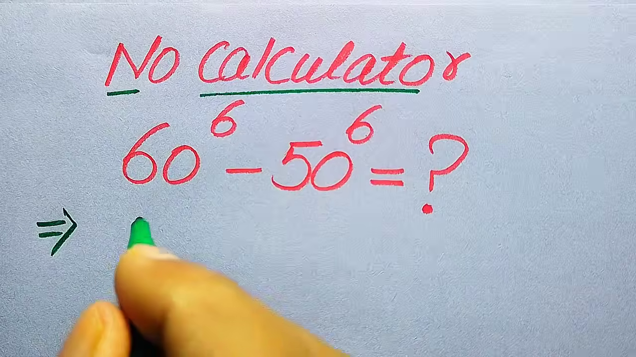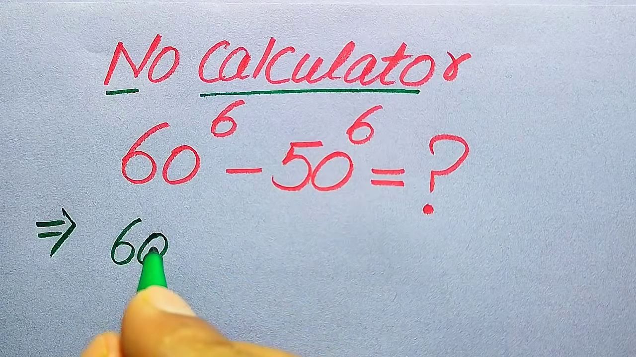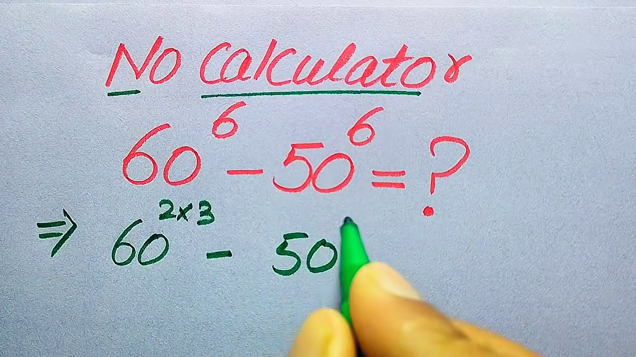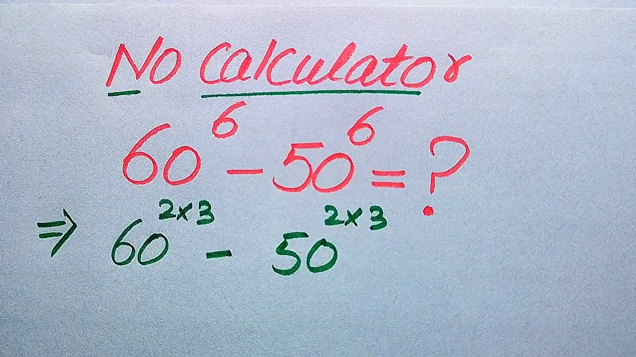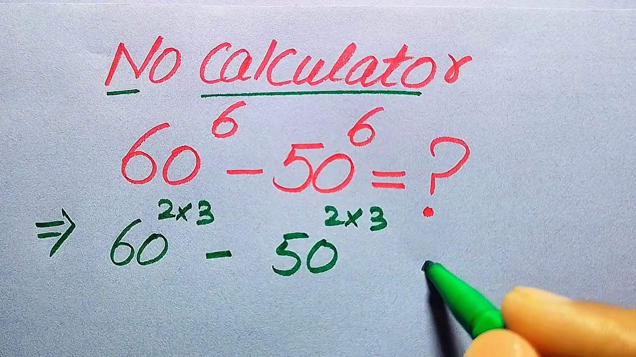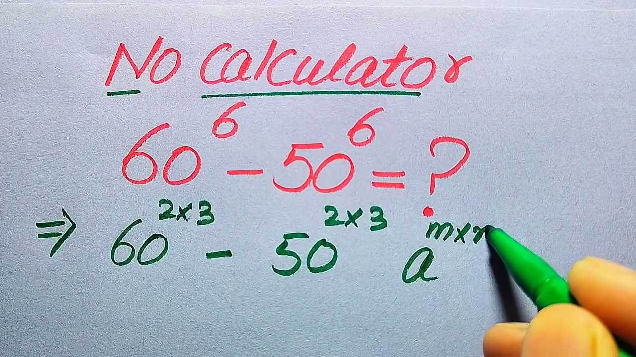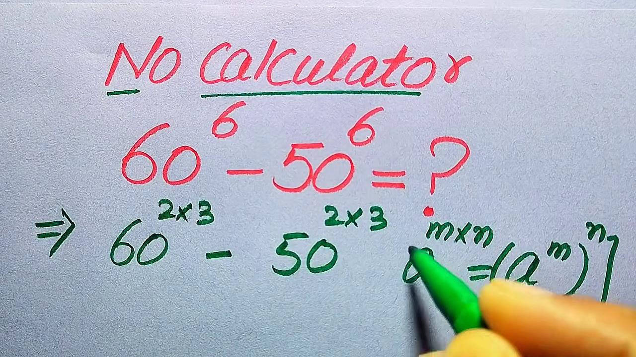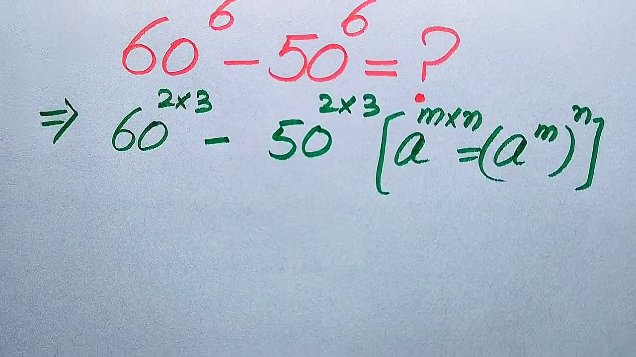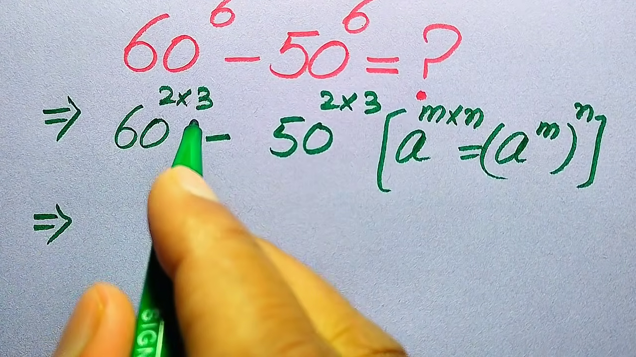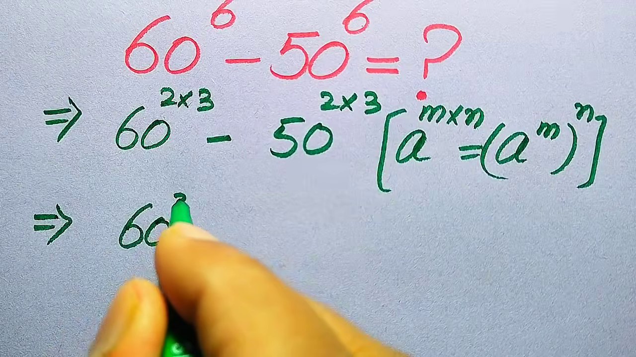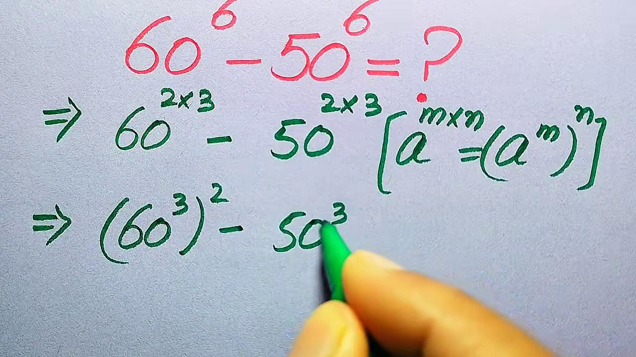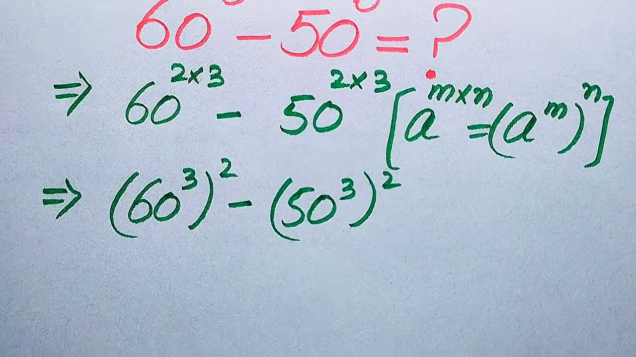is focus on the exponents of these terms, and it will be written as 60 to the power of 2 multiplied by 3 minus 50 to the power of 2 multiplied by 3. Here we use the exponential law: a to the power of m multiplied by n is equal to a to the power of m, to the power of n. According to this rule, we move this 3 inside the term, and it will be written as 60 cubed, whole squared, minus 50 cubed, whole squared.